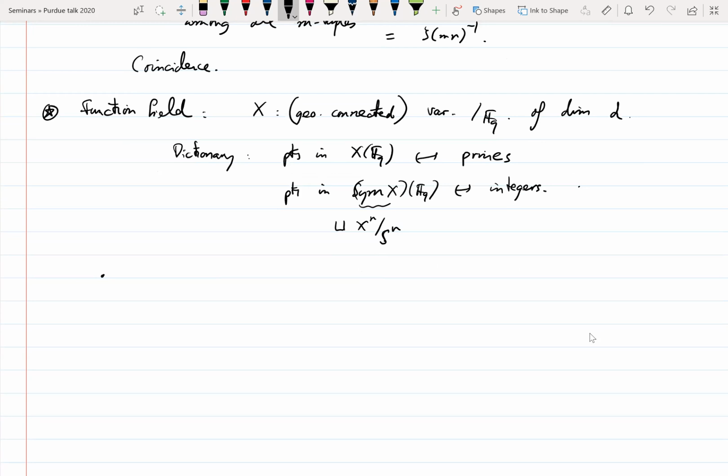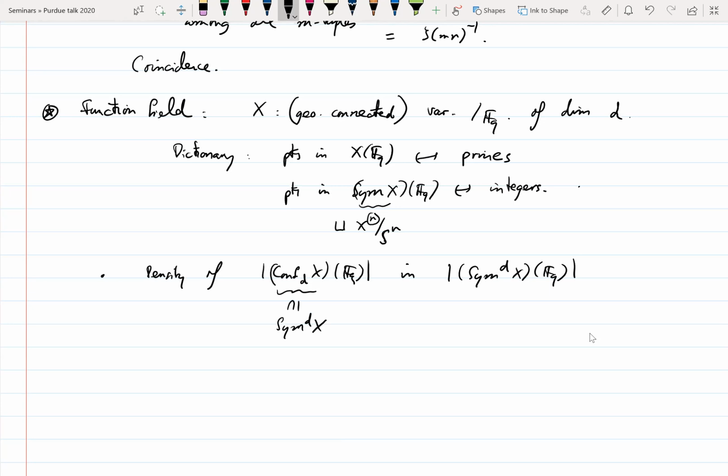So before, I said the word density, but when you actually implement it, you need to pick an order and take the limit using the order. Like the order was the size. Here, the order is going to be this n. So the same is that the density of Conf_d X(FQ) in Sym_d X(FQ), where Conf_d is an open subthing of Sym_d where you disallow points to collide, is now zeta_X to the inverse.